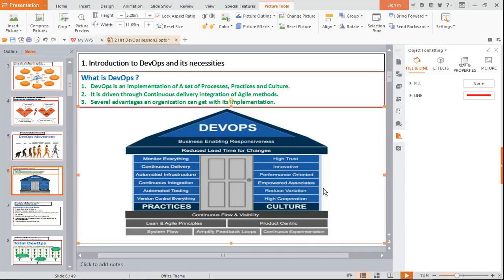And when it comes to the culture, people culture, high trustability needs to be maintained among the teams, and innovative things need to be applied, like always new things, new thoughts need to be driven in the mindset of the people. And performance oriented, like whatever task is given, that task needs to be delivered on time, without delay, without any further issues. Before they accept the task, they need to understand it so that their performance will be accelerated. And empowered associates, like always they need to have a very positive attitude, and always be professional, like knowledge sharing, such kind of thing.